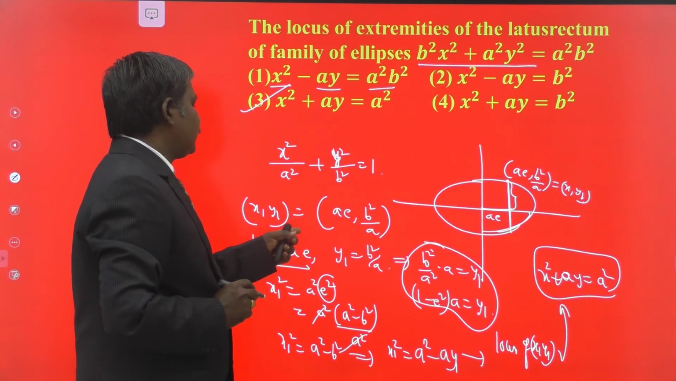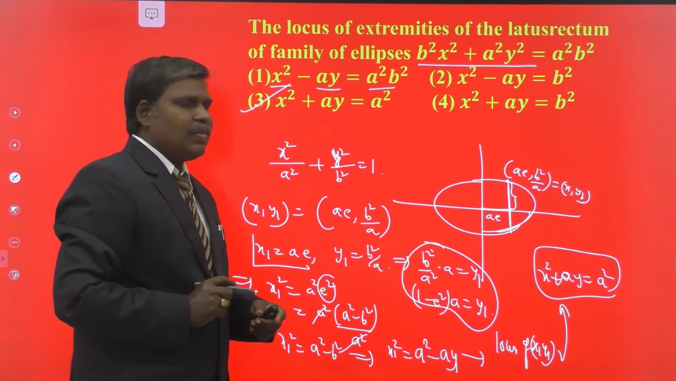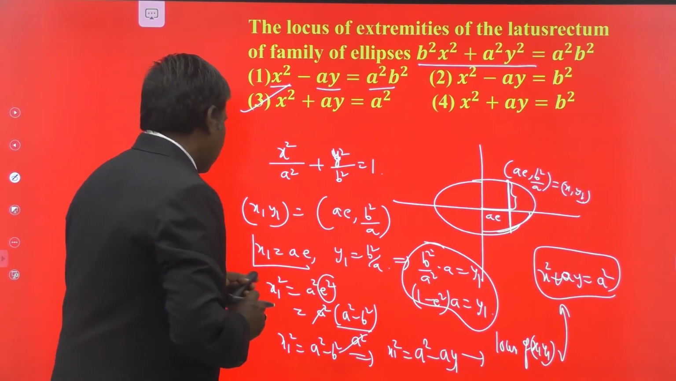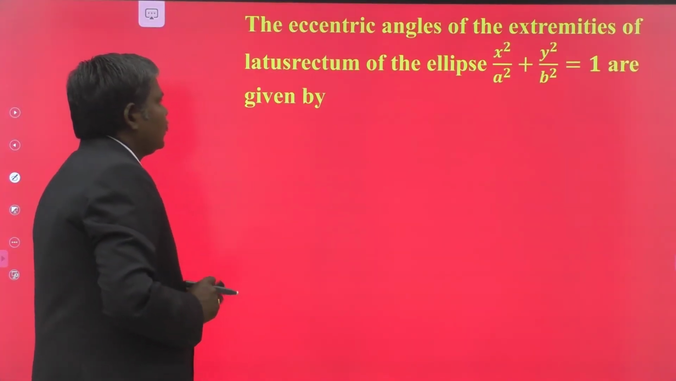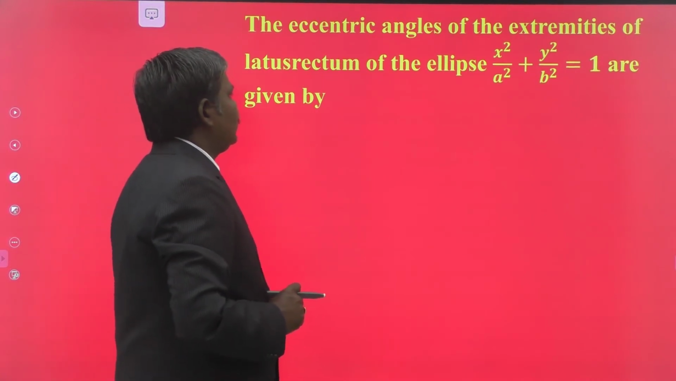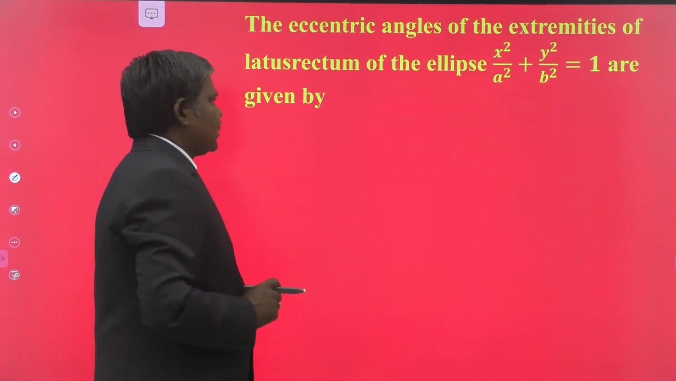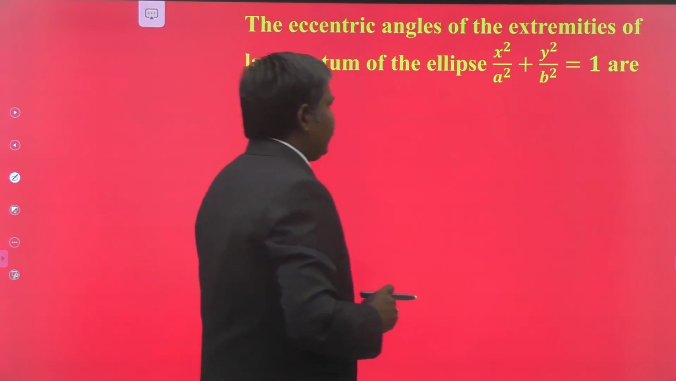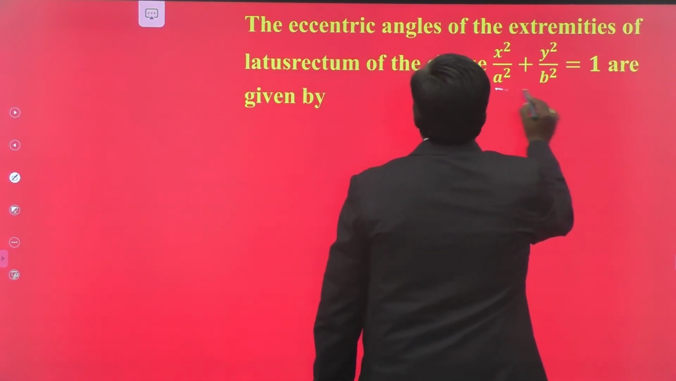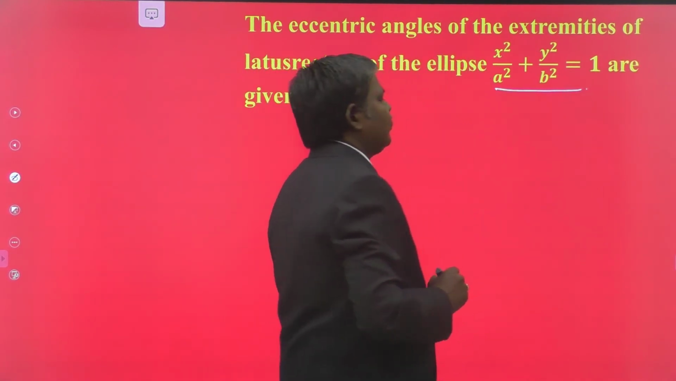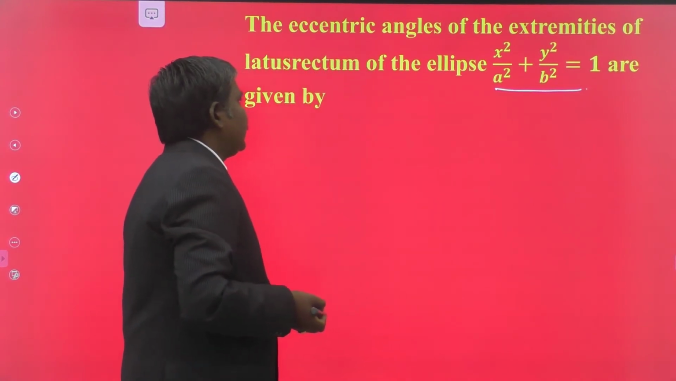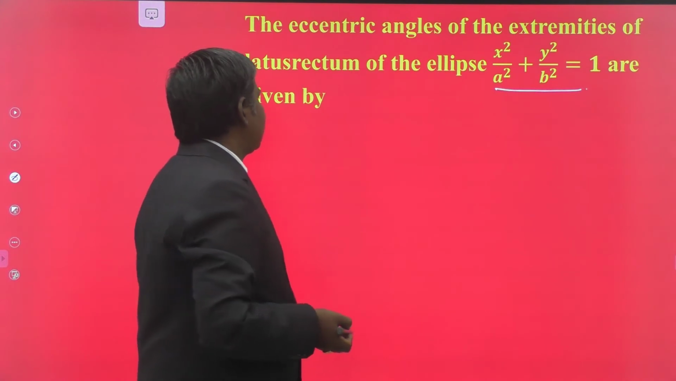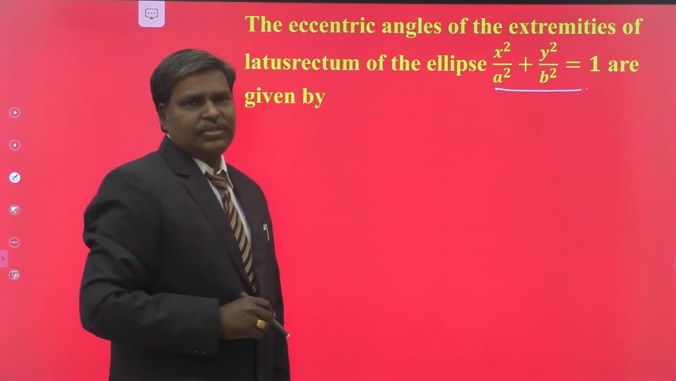So what are the ends of the latus rectum of the ellipse? ae comma b square by a. Okay. Next one. The eccentric angles of extremities of latus rectum of ellipse x square by a square plus y square by b square equal to 1 are given by dash. We have to find out the eccentric angles of extremities of latus rectum of the ellipse.